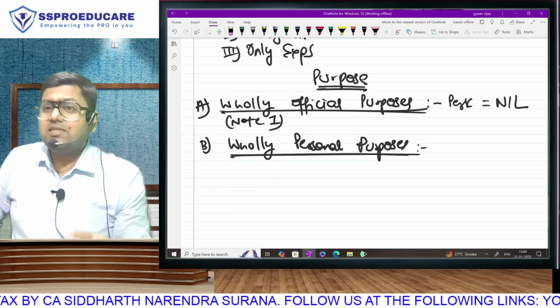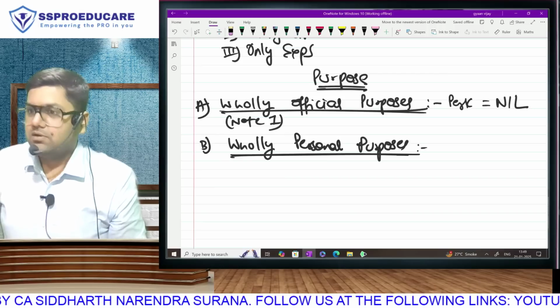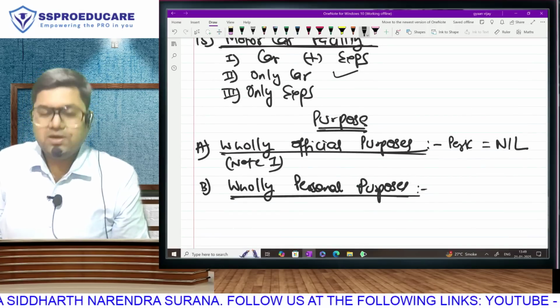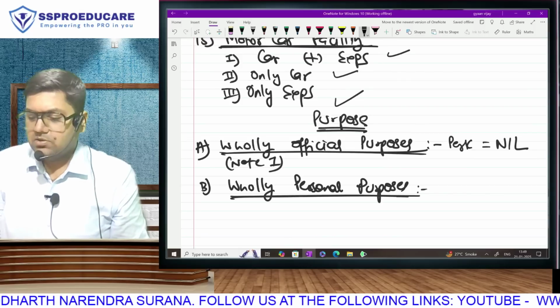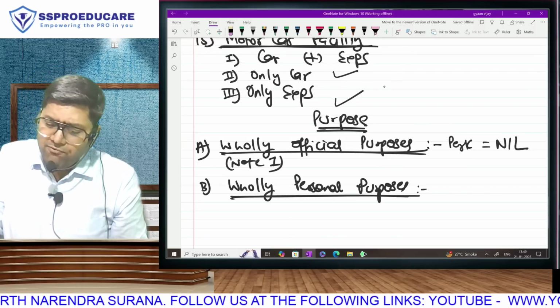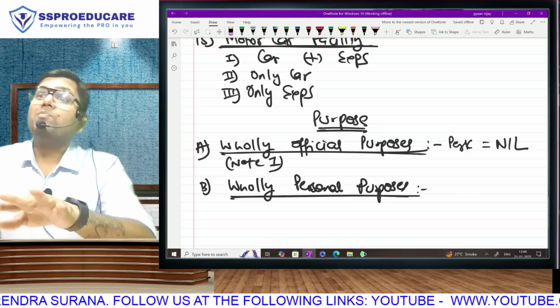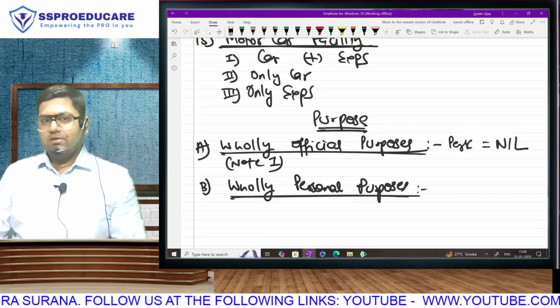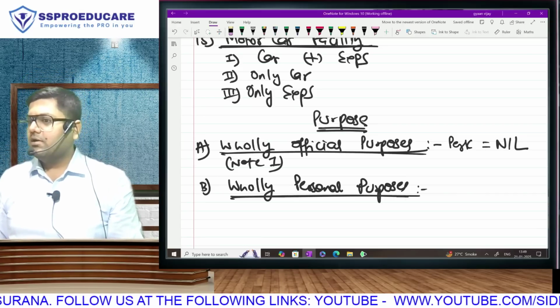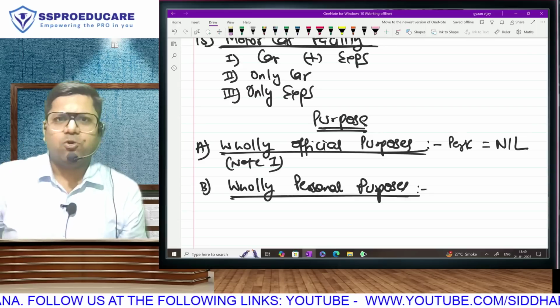Every expense that boss has paid for. The possibilities are only car, only expense, or both. Every expense that he has paid for is your perquisite. See if you agree, then we go ahead. Every rupee is your perquisite. Sir, why every rupee is your perquisite?